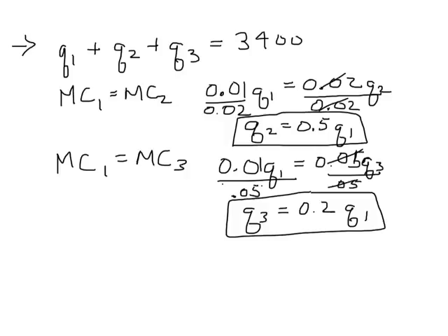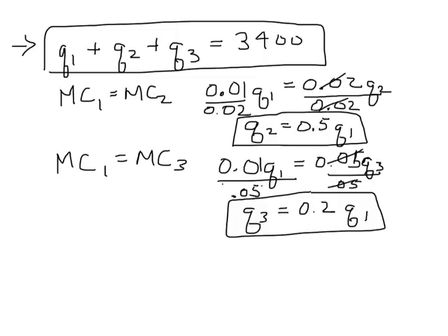Now, I've got an expression for Q2 in terms of Q1, and an expression for Q3 in terms of Q1. I can substitute both of these into the first equation, and then I've got one equation in terms of Q1 and one unknown that I can solve for a unique value of Q1. Then I know that Q2 is going to be half of whatever I get for Q1, and Q3 is going to be 20%, 1/5, of whatever I get for Q1.